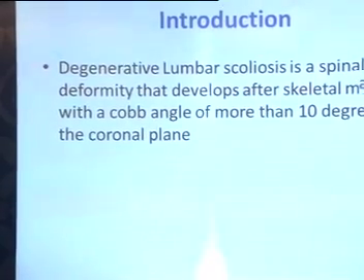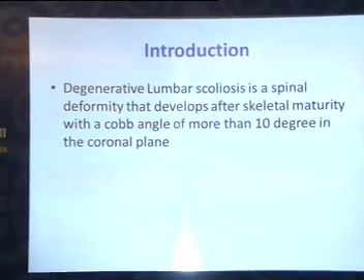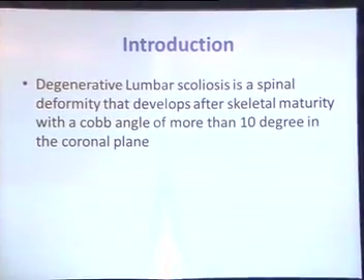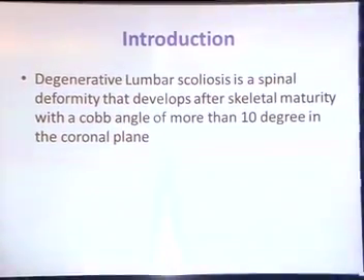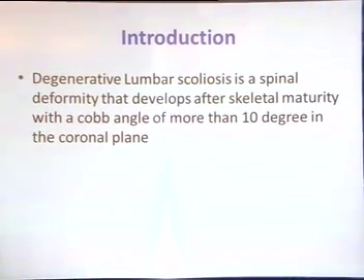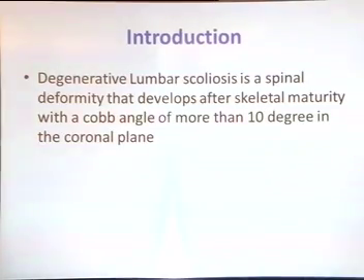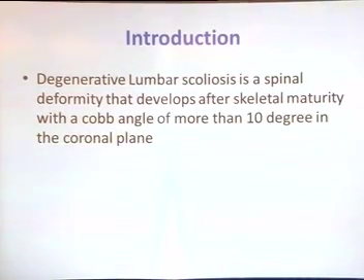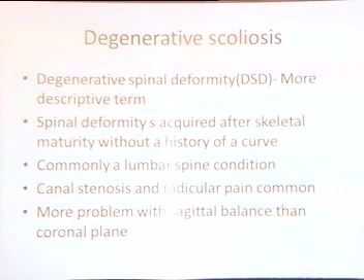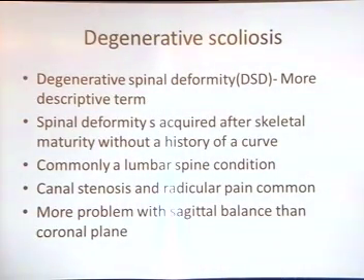So, as you know, degenerative scoliosis is a spinal deformity that is not pre-existing but develops after the onset of skeletal maturity. Any curve in the coronal plane more than 10 degrees, you call it degenerative scoliosis. It's more or less a problem confined to the lumbar spine. Now we call it degenerative spinal disease rather than degenerative scoliosis. It's a more descriptive term. Even though the deformity is in the coronal plane, there can be imbalance in the sagittal plane. We give more emphasis to the sagittal plane problem because that's more disabling than the coronal curves.